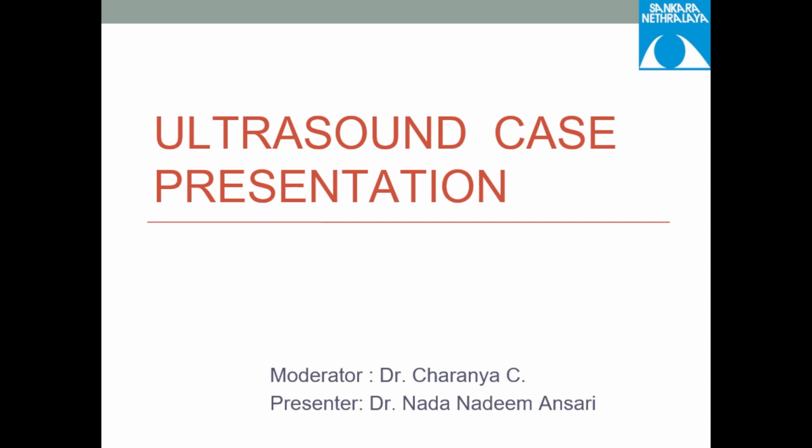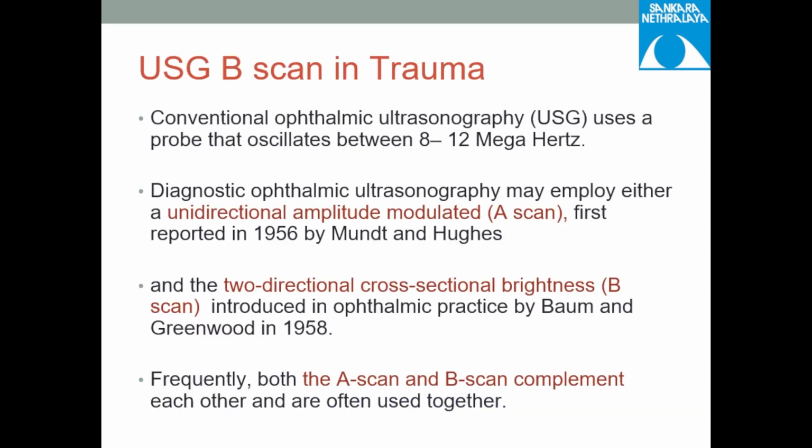So today I'll be presenting an ultrasound case presentation. USG-B scan in trauma is basically ultrasound in ophthalmology, 8 to 12 megahertz in frequency. It is a unidirectional amplitude scan, or A scan, and another one is a two-directional cross-sectional brightness scan, the B scan. Both of these are employed complementary to each other and are often used together.